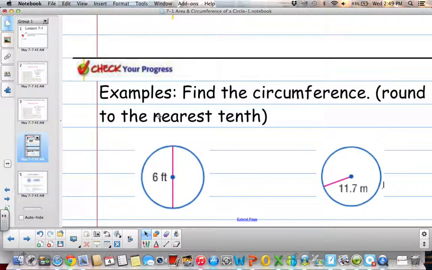Okay, so pause me and find the circumference for these two circles. So you should have C equals, okay, I don't have my mouse and I only have my computer at home. So pi, we're going to use pi times d.